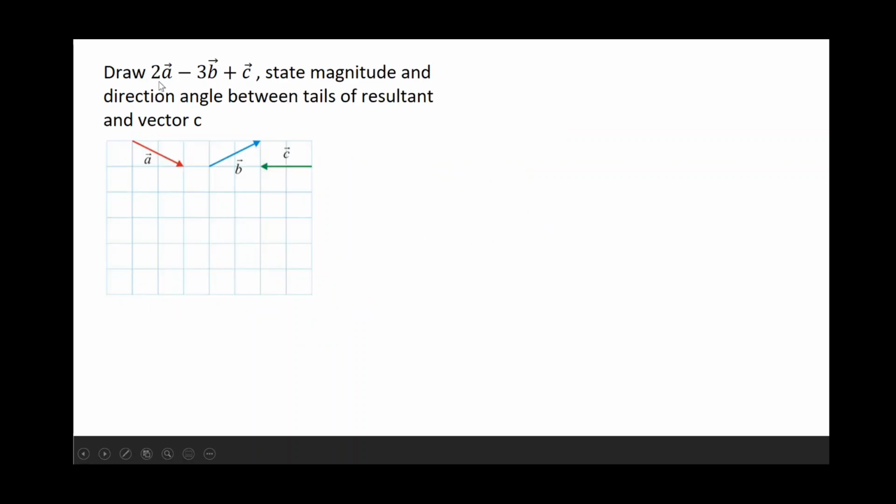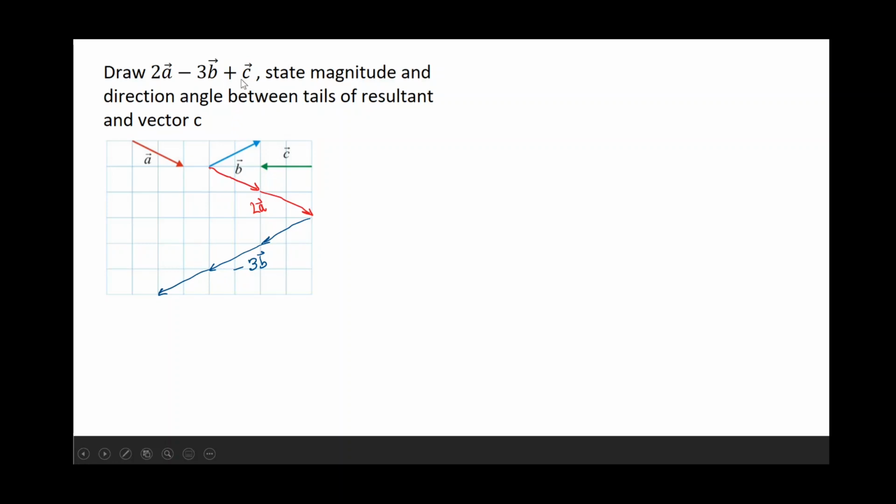Very similarly, here we have 2a minus 3b plus c. We need to state the magnitude, and this time they ask you for the angle only to vector c. So we have 2a. Here's my first a, second a. Notice how I'm keeping down 1 over 2 consistent, like the original. Then we have 3b with a negative, so I need to reverse the direction of my b. Instead of going to the right and up, I'm going down and to the left. So we have down 1 over to the left 2, and I repeated it 3 times.